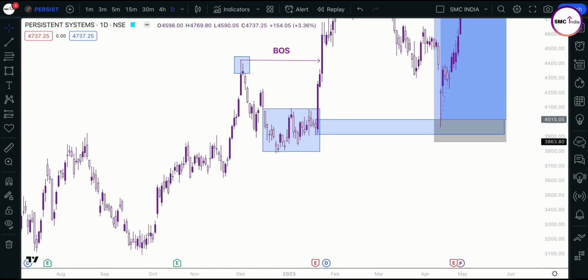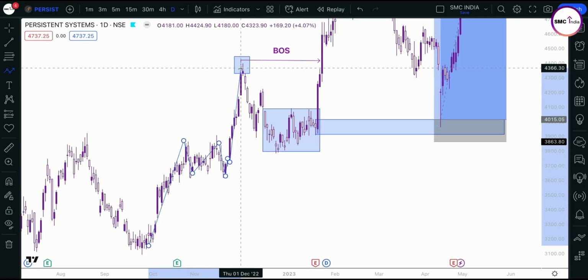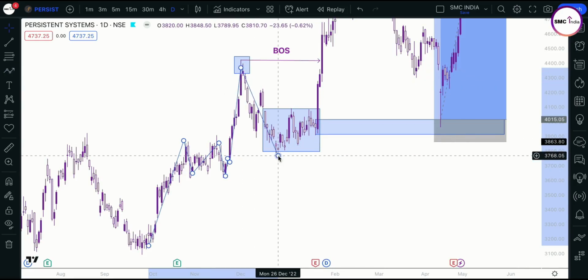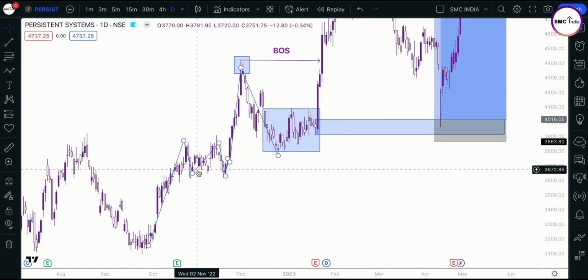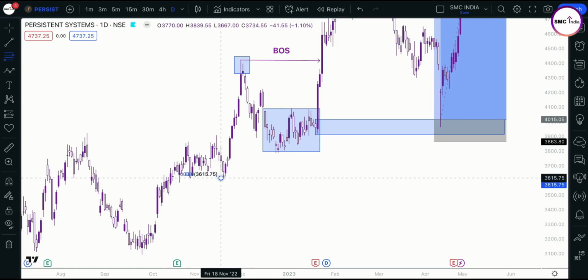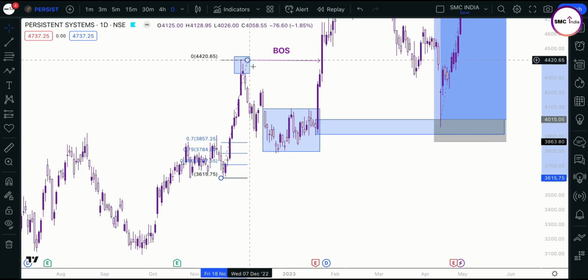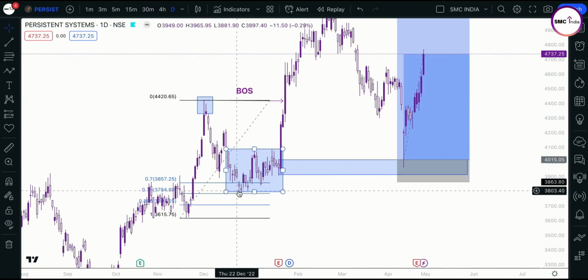You could see that what the price did is that it caused this high, consolidated for a bit here, and then it shot up, again came down. And how this Fibonacci tool helps is that it helps in identifying the discounted zone. For this move to this move, you could see that the price retraced back to this 70% here.